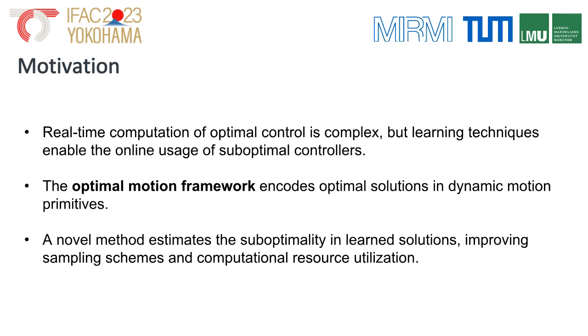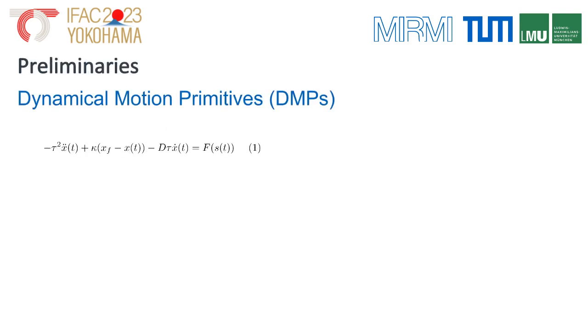Estimating the suboptimality of learned solutions, however, poses its own difficulties. This paper introduces a novel method to estimate the error associated with these solutions. By leveraging this estimation technique, it becomes possible to design more efficient sampling schemes, allowing for better utilization of available computational resources.